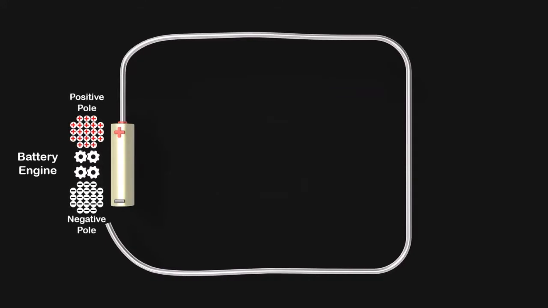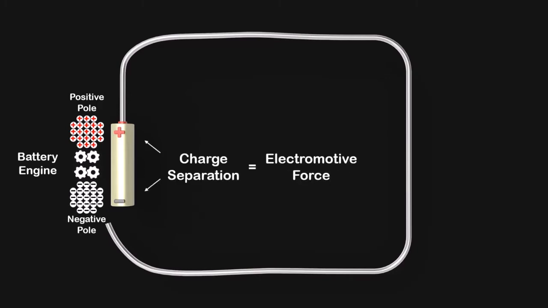The tiny electrochemical engine inside of this battery separated the electrical charges into a big pile of positive charges and a big pile of negative charges. That established a positive and negative pole. That's potential energy. Or we could say electromotive force. Or we could make it easy and simply call it voltage.